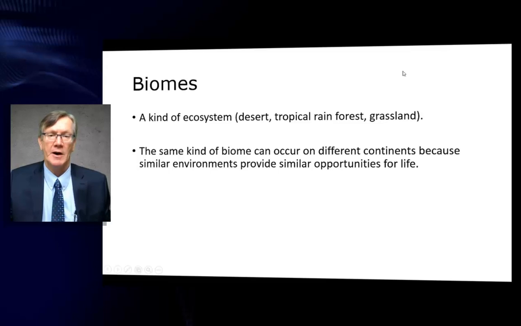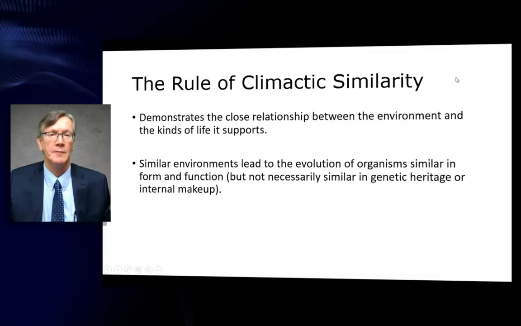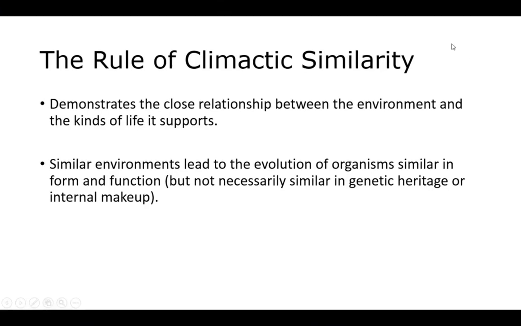Biomes, a kind of ecosystem, desert, tropical rainforest, grassland. The same kind of biome can occur on different continents because similar environments provide similar opportunities for life. The rule of climactic similarity demonstrates the close relationship between the environment and the kind of life it supports. Similar environments lead to the evolution of organisms that are similar in form and function, but not necessarily similar in genetic heritage or internal makeup.